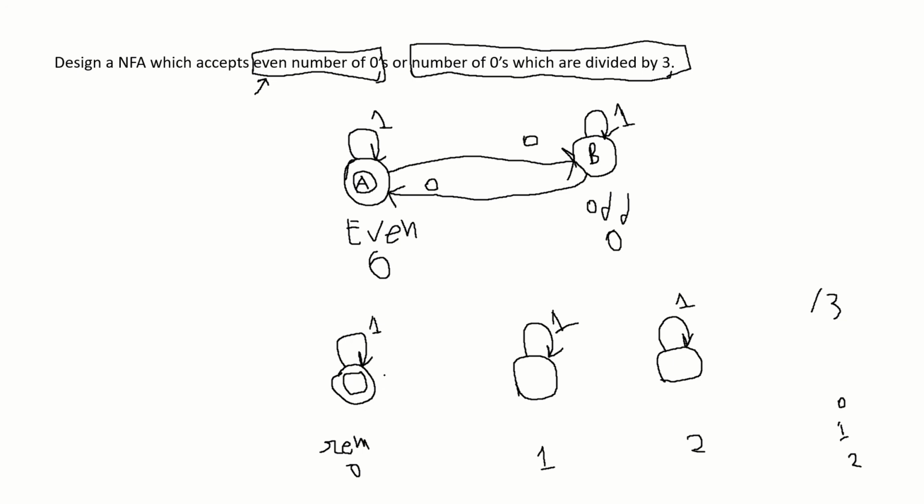So from remainder 0, if we get a 0, that will go to the remainder 1. And similarly, from remainder 1 to remainder 2, if we get 0. And from remainder 2, if we get another 0, then the number of 0 will be again divisible by 3, right? So we will move back to the remainder 0 state with 0. So this is state C, this is state D, this is state E.